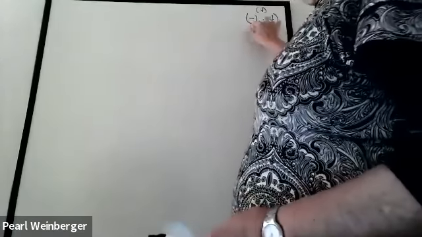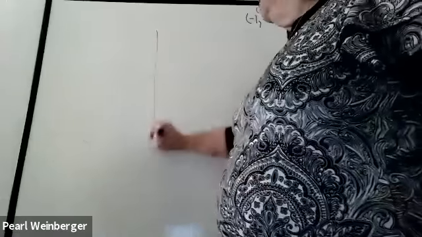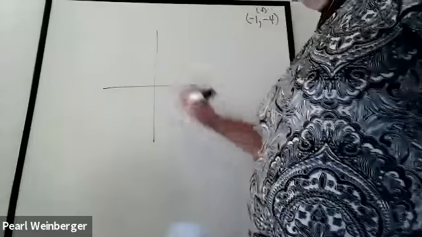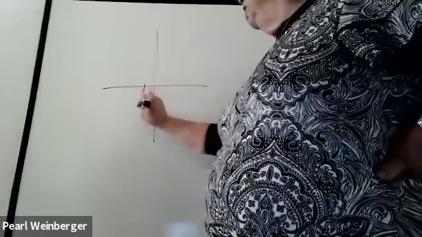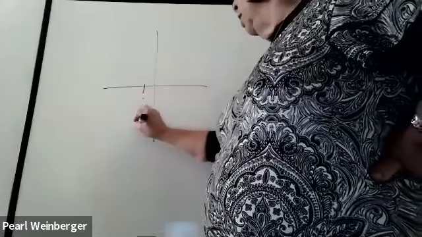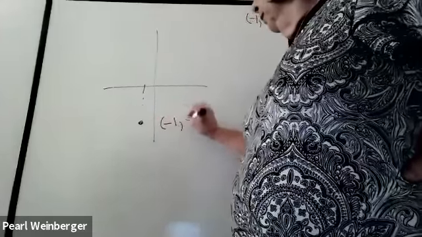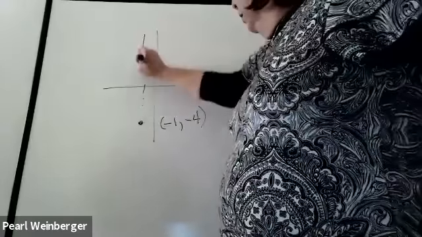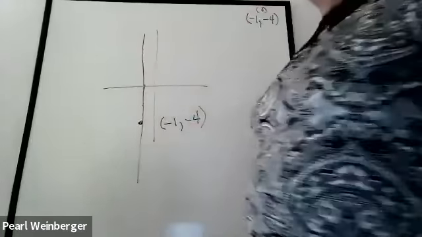I wanted you to write the equation of the vertical line that's through the point -1, -4. So I'm going to draw a picture of this. Here's my point -1, -4: 1 to the left, 4 down. And a vertical line is one that goes straight up and down. So here's my vertical line.